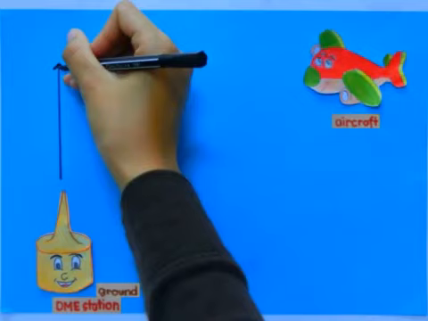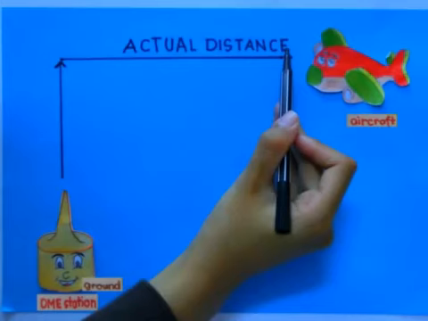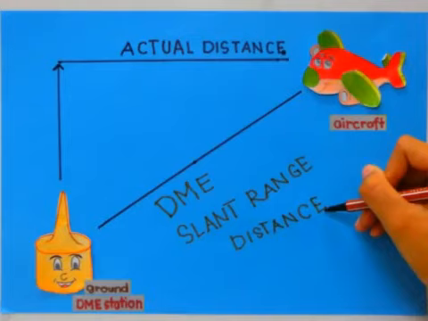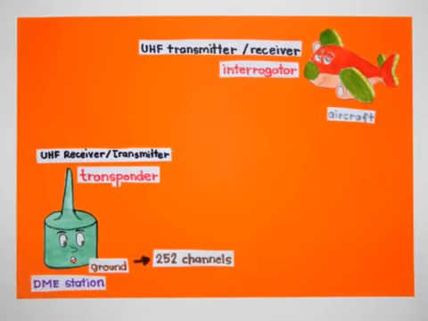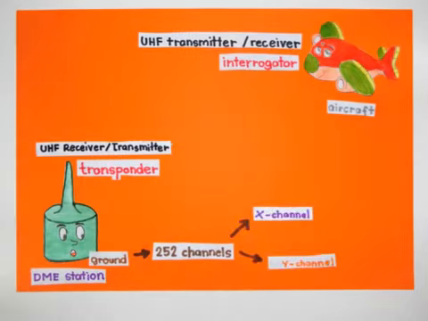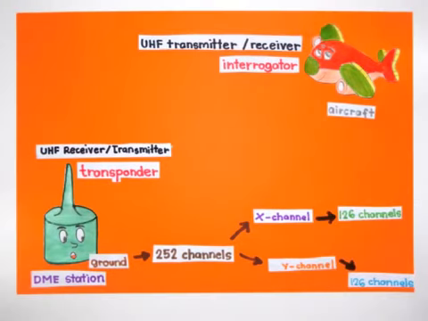DME is an aircraft system that measures the slant range distance from the aircraft to a ground-based station. The DME can transmit and receive on one of 252 channels, spaced at 1 MHz intervals. The channels are split into X and Y channels. Each has 126 channels. Each channel transmits and receives on frequencies that are spaced 63 MHz apart.